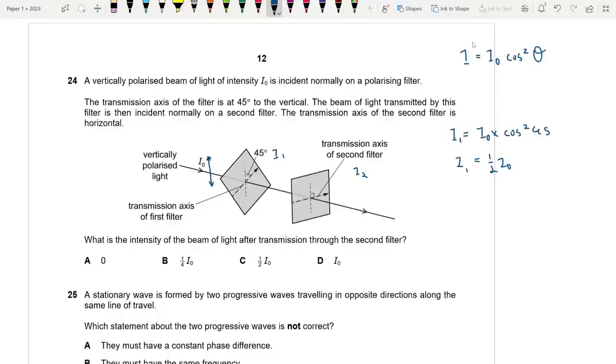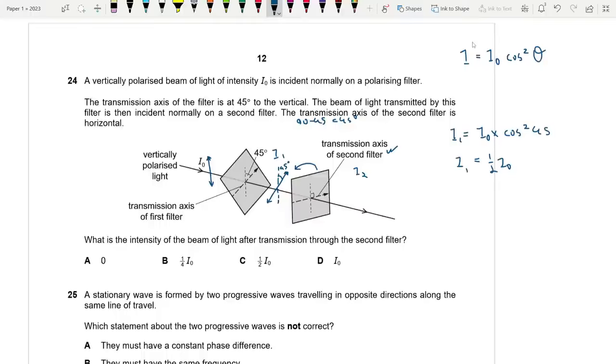Next, after passing through the first filter, which had a transmission axis at 45 degrees, a lot of students don't realize this, but now my light is moving at 45 degrees to the vertical because it passed through the first one. Now I cannot take 90 degrees just because it is perpendicular. I have to compare it with my current light. So what is 90 minus 45? It is 45 degrees again. So now I have to use 45 degrees again because my light is not vertical anymore.